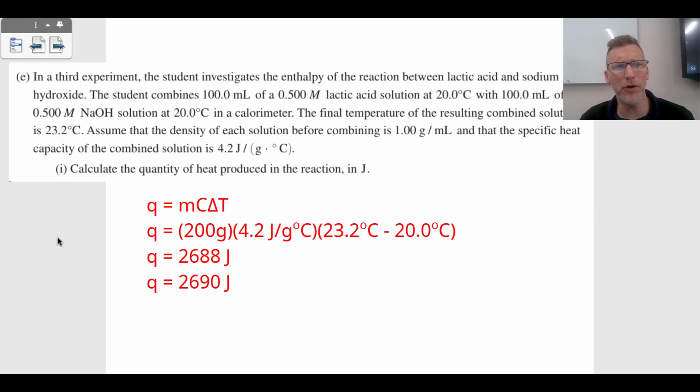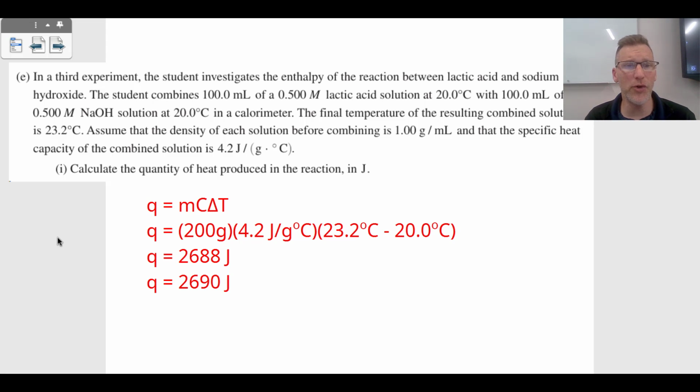Then we go to part E. In a third experiment, the student is investigating the enthalpy of the reaction. Therefore, now we're in a thermodynamics, thermochemistry problem. You can see they took 100 milliliters of the 0.5 molar lactic acid with 100 milliliters of the 0.5 molar NaOH. They put it together, which means you have 200 total milliliters. If we know the density of water is 1 gram for every 1 milliliter, we have a total of 200 grams of the solution.